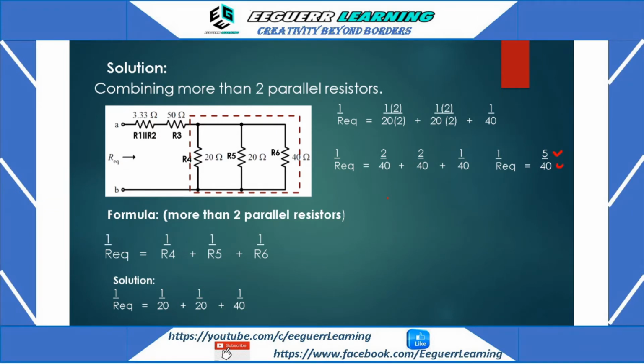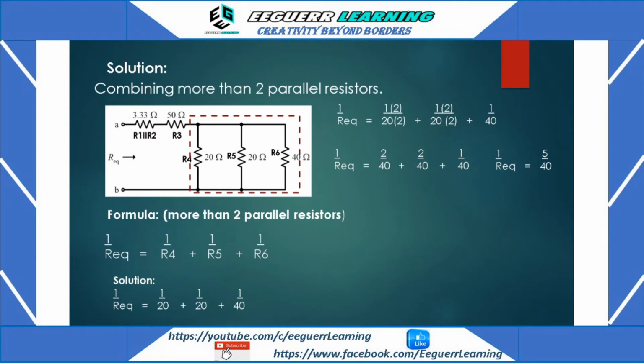5 over 40, because 2 plus 2 plus 1 will give us 5, and 5 here. And since we have similar denominators here, we're just going to place it here as 40. So this is our answer, 5 over 40.